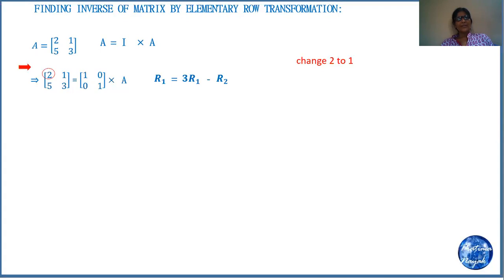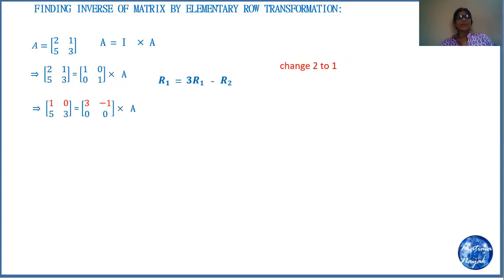So what will the result be? The result will be 1. Now the second element will be 3 times 1 minus 3, it will be 0. Coming to the identity matrix, 3 into 1 is 3, minus 0 is 3, and 3 times 0 is 0, minus 1 is minus 1. As it is a slightly thinking process, I am going very slowly so that you can understand better.